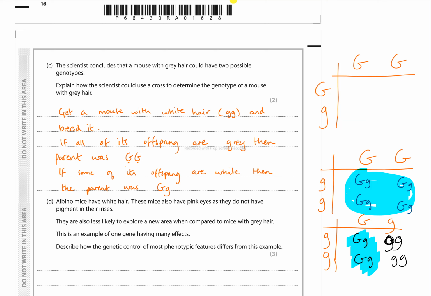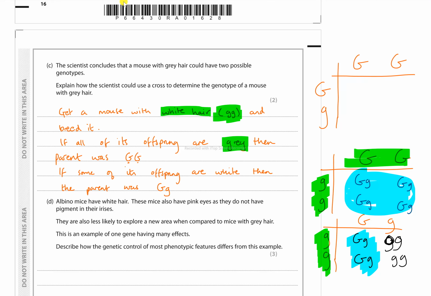So what they're saying is, just try to understand this. Get a white mouse that you know has got a gg, and then you crossbreed it with a mouse, and if they're all grey, you know the parent was GG. If some are white, then the parent was a big G, small g, because this is how you get the white-haired mice.